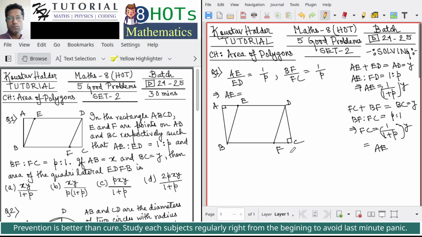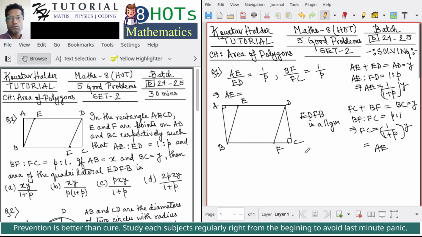Okay. And also you will see that EDFB will be a parallelogram. Now you can find the area of this parallelogram somehow, or subtract the area of the two triangles from the whole rectangle. So we are asked to find the area of the quadrilateral EDFB, which will actually be a parallelogram.